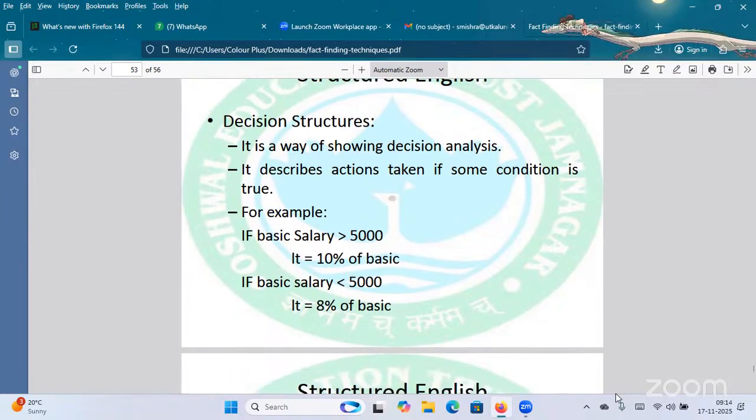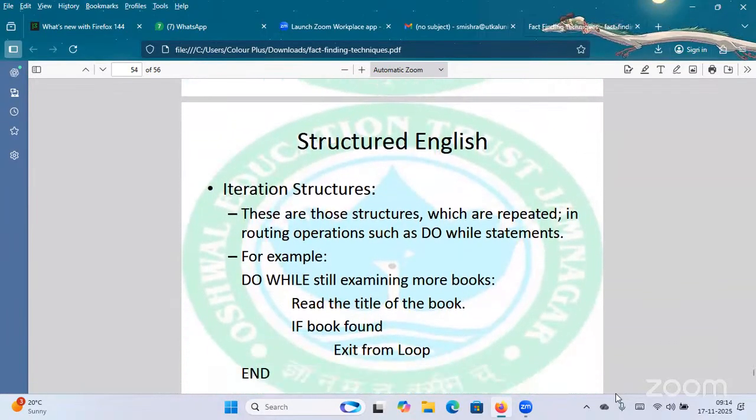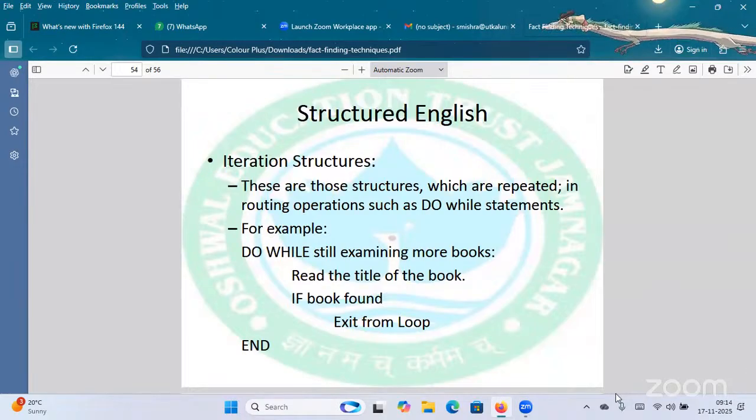Clear? Then iteration structures are those structures which are repeated in routine operations, such as do while statement, if else statement, etc. For example, do while still examining more books, read the title of the book, if book found, exit from loop, then end. That is written just like a program, and there is a condition, do while, and end, that is the action. Clear? Do while is a condition applied, then action is there.